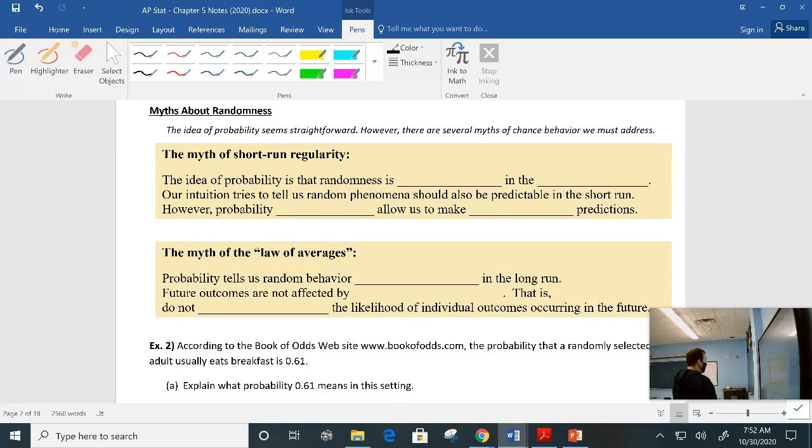So, again, the idea of probability seems straightforward. However, there are several myths about chance behavior that we must address. First one, which I kind of talked about, the myth of short-run regularity. The idea of probability is that randomness is predictable in the long run, and that's key. Our intuition tries to tell us random phenomena should also be predictable in the short run. However, probability does not allow us to make short-run predictions.